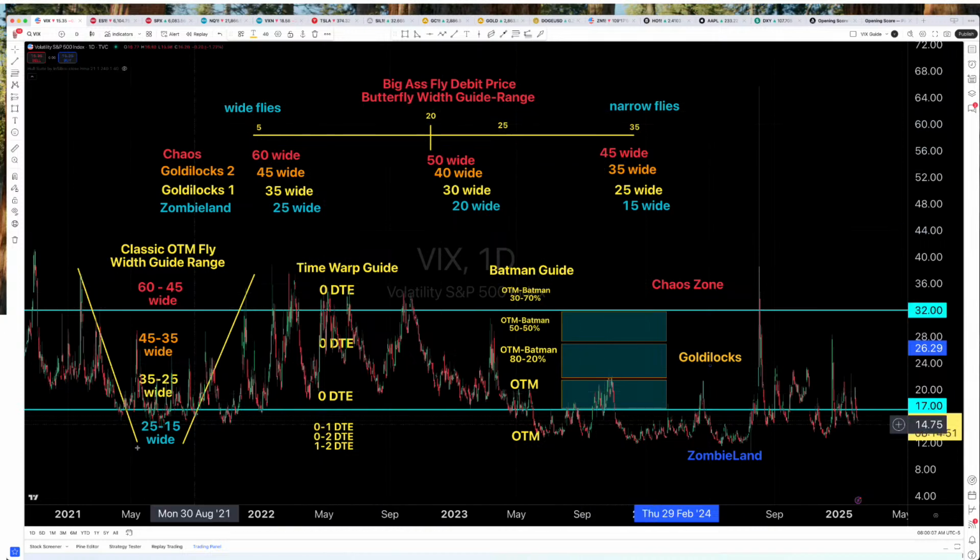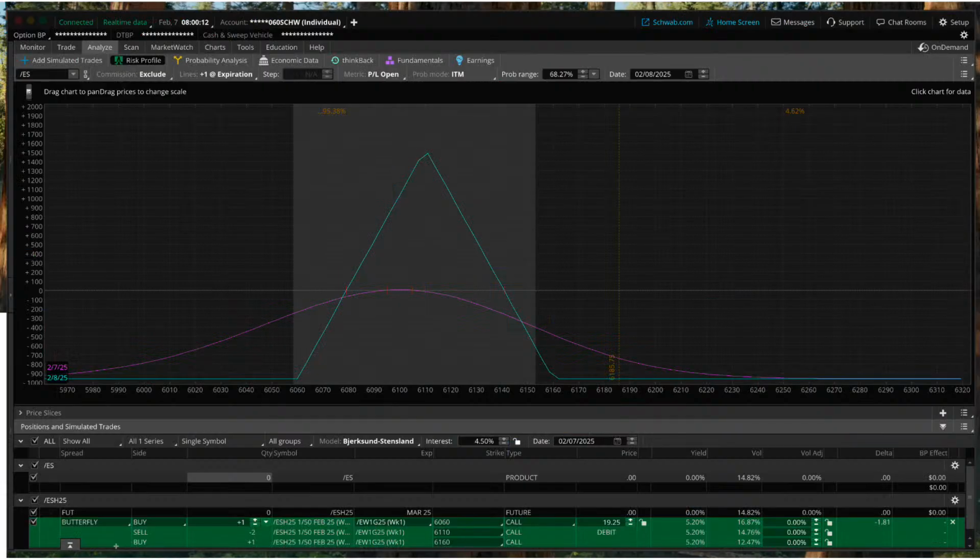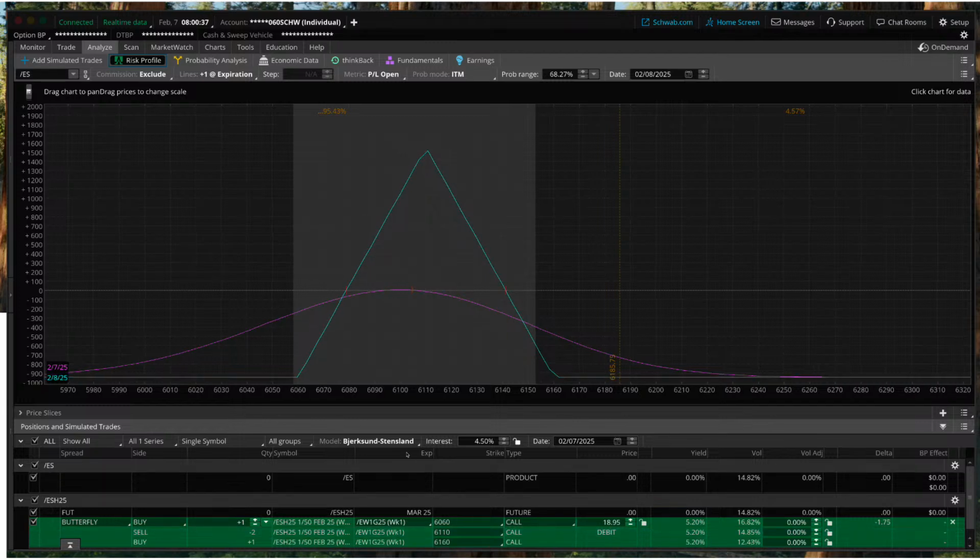All right, so what we need to do now is take a look at the big ass fly and see what its debit is, so we can go along that price scale. And we can see that the big ass fly is below 20. Now you remember yesterday it was above 25, which prevented us from getting into a big ass fly trade in the morning. It also put us on the narrower end of the scale for butterfly widths. But now we're at 19.25. That's significantly lower than the 25 cutoff for our big ass fly trade, edge case trade. And it also will tell us what end of the range to choose.